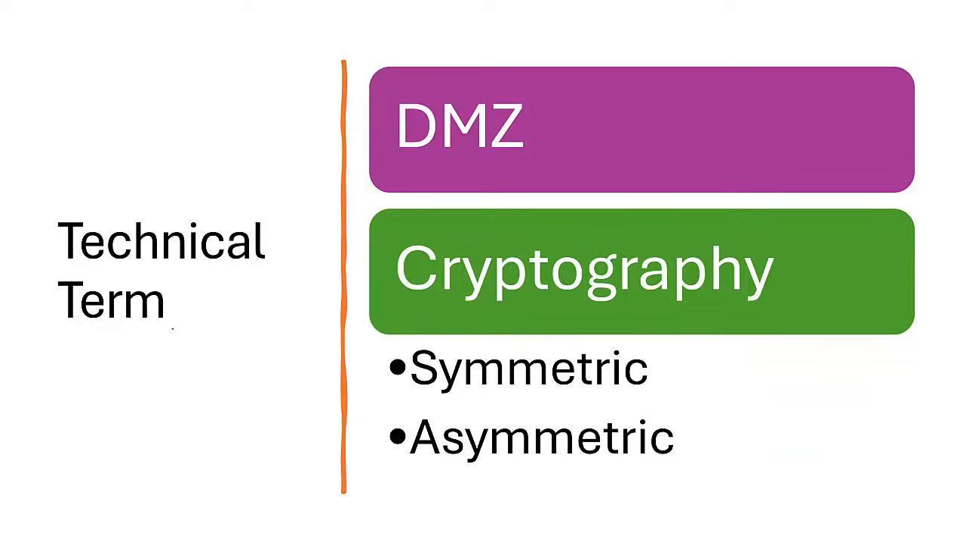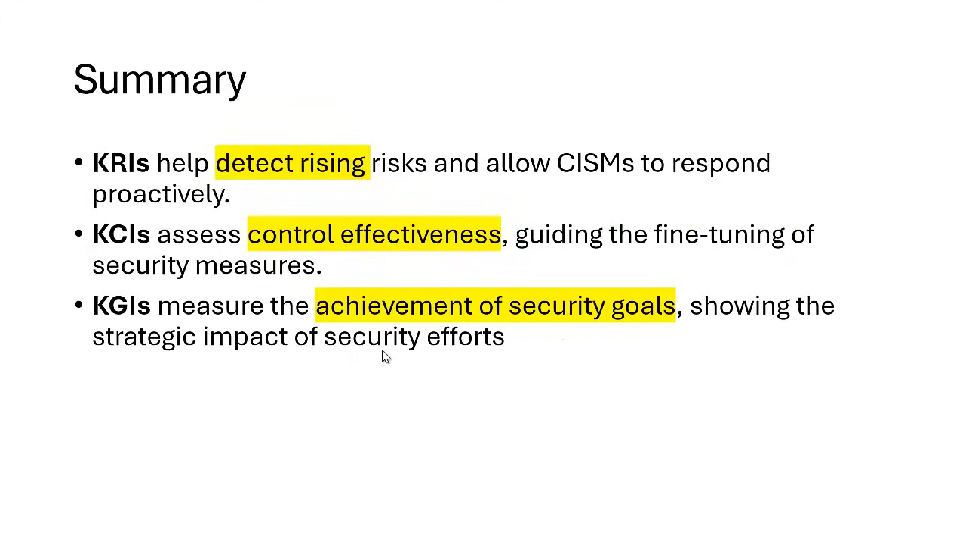So as a summary, here you can see in the summary: KRI detects rising risk and allows the CISM to respond proactively. KCS is the control effectiveness, guiding the fine tuning. And KGI measures the achievement of security goals, showing the strategic impact of security effort. So this is all from my side on domain 2. Let's move to domain 3.